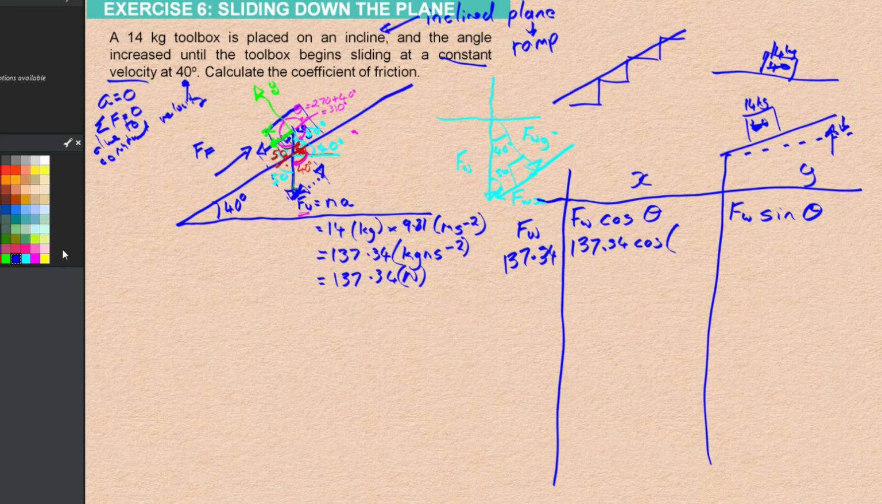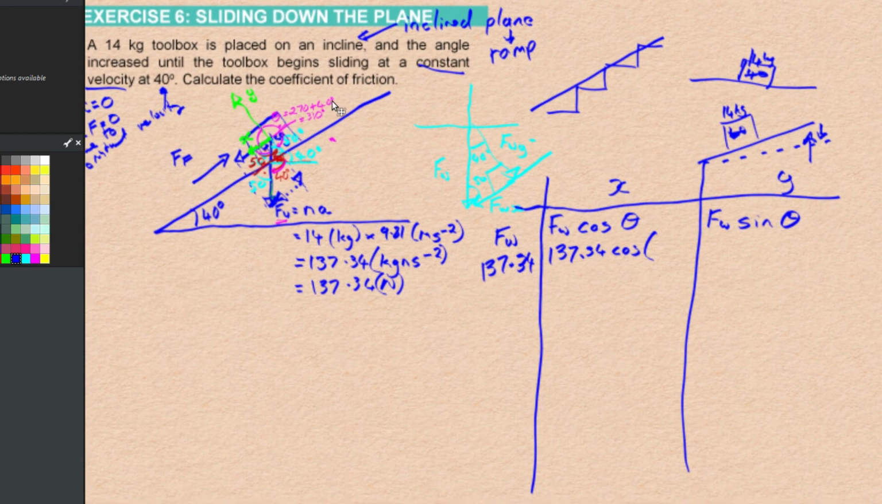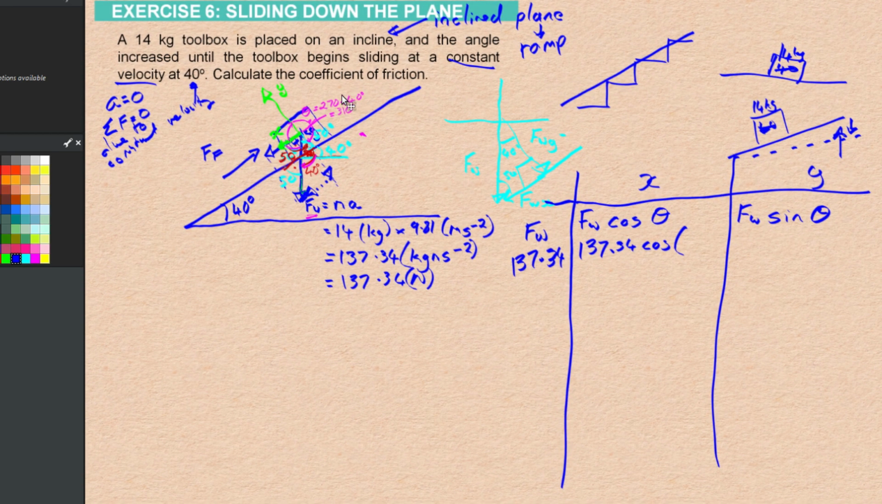But that was a bit of a detour, and we came up with the answer being 310. So we're going to say cos of 310. And same angle, same size, just sine instead. 137.34 sine of 310 degrees.